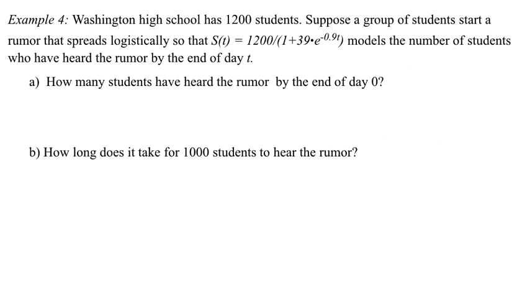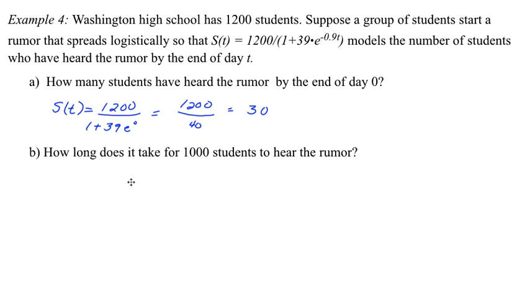And our last slide here says Washington High School has 1,200 students. Suppose a group of students start a rumor, and it's going to follow a logistic growth pattern based on this function given here. And that models the number of students who have heard the rumor by the end of day t. How many students have heard the rumor by the end of day 0? So if we plug in 0 for t, remember anything to the 0 power is 1, we get 1,200 divided by 1 plus 39, which is 1,200 divided by 40, which is 30. So by the end of the very first day, or day 0, 30 students have heard the rumor.